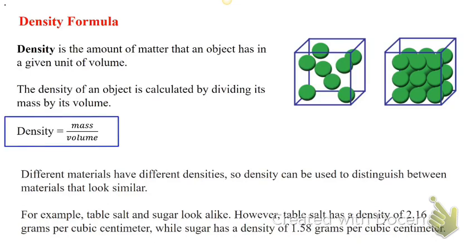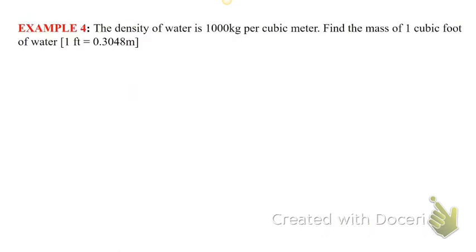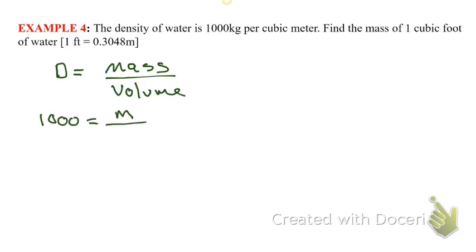So remember, density is mass over volume. So in example 4, the density of water is 1,000 kilograms per cubic meter. Find the mass of 1 cubic foot of water, and know that 1 foot equals 0.3048 meters. So density equals mass over volume, and it tells you that the density is 1,000 kilograms. And it says find the mass of 1 cubic foot of water.